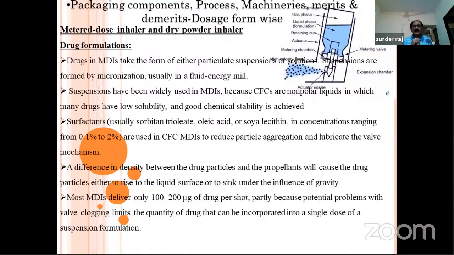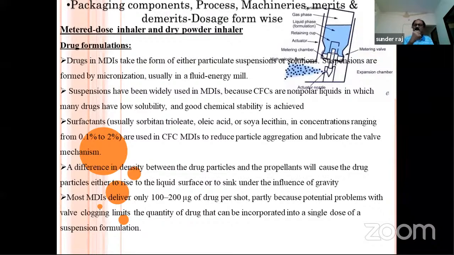A difference in density between the drug particles and the propellants causes the drug particles either to rise to the liquid surface or to sink under the influence of gravity. Here, this density is the most important: the density of the particles and the density of the suspension. Most of the MDIs deliver only 100 to 200 micrograms of drug per shot. Because, as I told you, most of the drugs are very potent, either steroids, hormones, or synthetic or semi-synthetic drugs. They are all highly potent drugs, dosed in micrograms, usually 100 to 200 micrograms per shot.